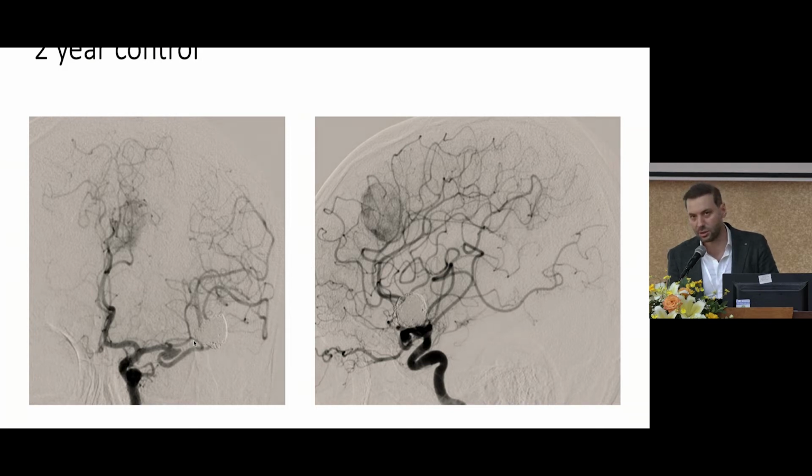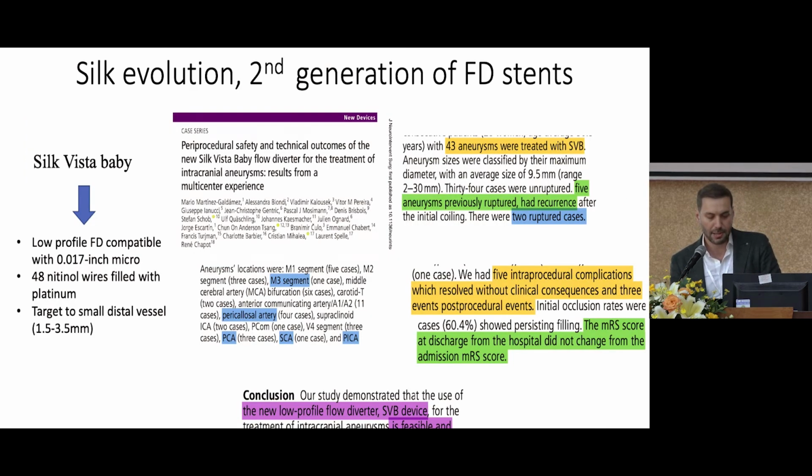SILK Baby was launched in 2018, and I think it's a revolution for the flow diverter era, because deploying it through a 27-inch microcatheter is something, but deploying it through an 18-inch microcatheter, 17-inch microcatheter is another story. And if you look inside the features of the stent, yes, it's low profile, compatible with a 17-inch microcatheter. It has 48 nitinol wires and targets the small distal vessels.